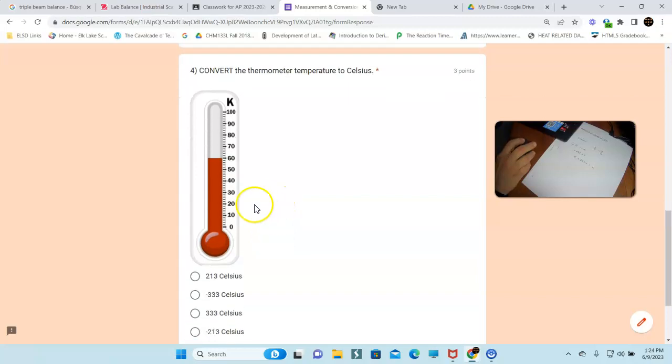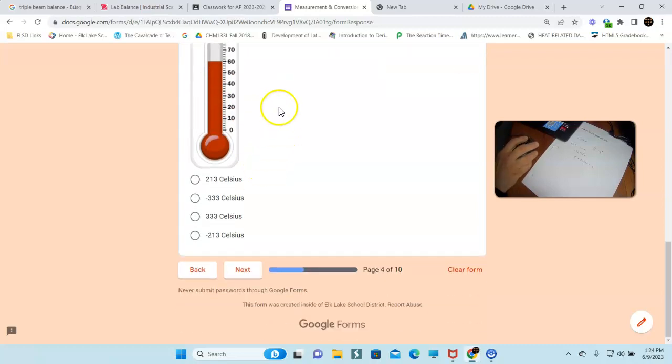Okay, convert the thermometer temperature to Celsius. Well, this is a thermometer in Kelvin, and I've got 60 degrees, so I would add 273 to that. Okay, 273, what's that, 333? Let's see what happens.